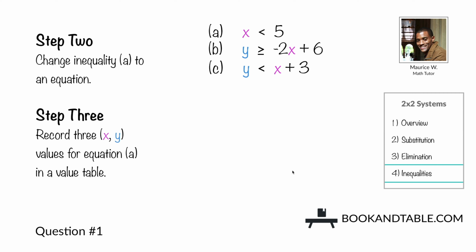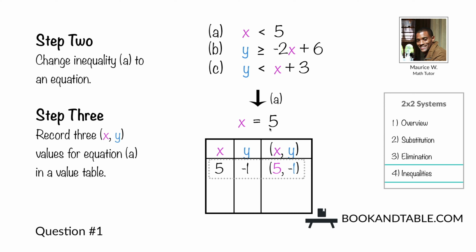And now we want to create value tables for A, B, and C. So step 2, change inequality A to an equation. So that would be x is equal to 5. And now step 3, record 3 xy values for equation A in a value table. So since x is always going to be equal to 5, all 3 points x will be 5. So we plug in negative 1, 0, and 1, since this line will exist at all 3 of these y values. So this would be the value table for A.